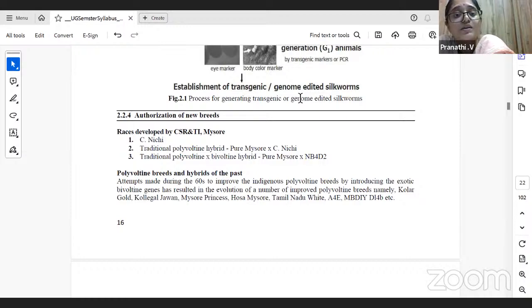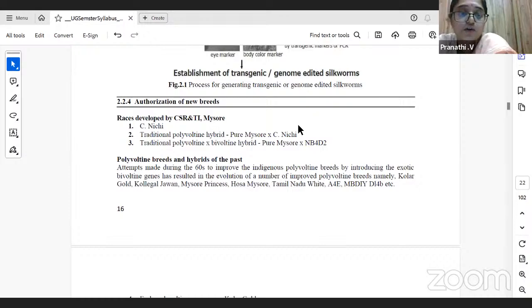Now, who does all this authorization? Who gives permission to perform such kinds of experiments? The races were developed by CSR and TI, which is present in Mysore. We know that Karnataka is one of the silk capitals of India, in fact. So KSIC, the Karnataka Silk Industries Corporation, is controlled by the government of Karnataka. It's a government organization that controls silk, especially in the case of Mysore silk and Karnataka.